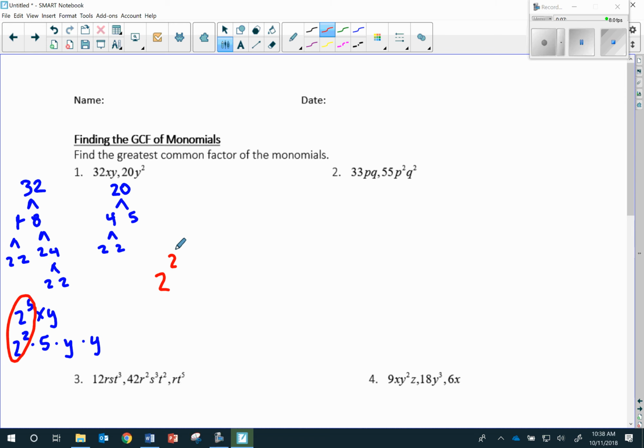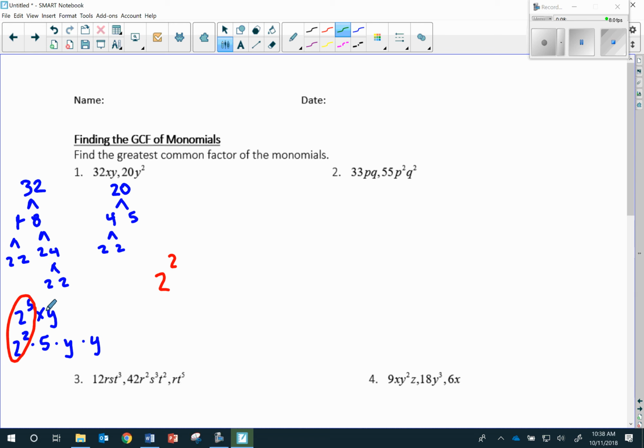Now we need to see if both terms share an x. 32 has an x, but there is no x here. So x would not be part of the greatest common factor. Same thing with 5. There's a 5 here, but there's not a 5 here, so they do not share a common factor of 5.